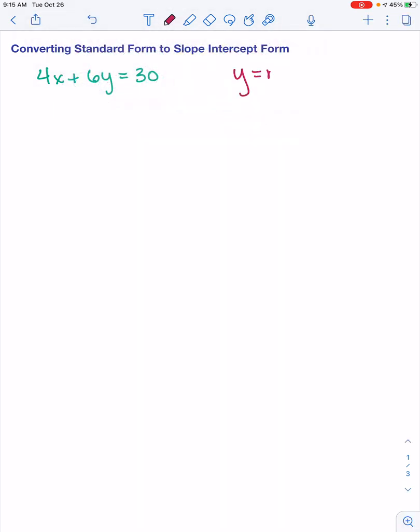Slope-intercept form is y equals mx plus b. And what I notice here is that this equation is set to y equals. So over here on the left, I'm going to try to eliminate everything on that left side of the equation except for that y, so that I can have y equals. So I'm going to start by subtracting 4x from both sides. So when I do that, 4x minus 4x makes 0. So I'm left with 6y equals.